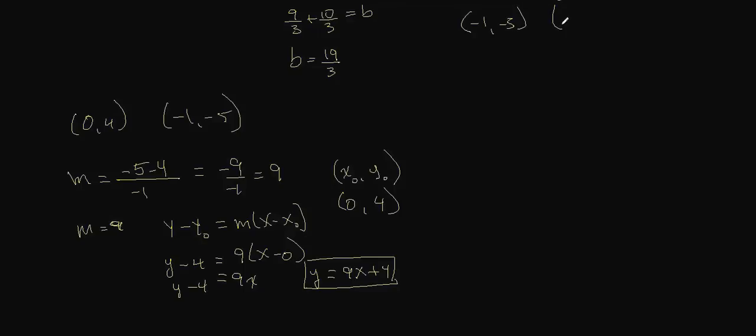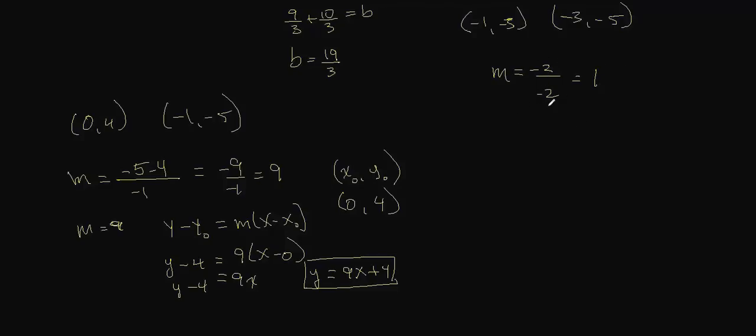And the other point would be something like -3, -5. This is a 3 here. And then, of course, your slope, you still have to do the slope. So it's going to be -5 plus 3 would be -2. -3 plus 1 is -2. And that gives us a slope of 1. Positive 1, because there are two negatives.